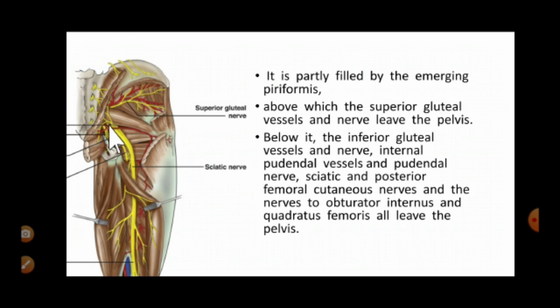To name those, we have the inferior gluteal nerves and vessels, then the internal pudendal vessels and the pudendal nerve, and the sciatic nerve, posterior cutaneous nerve of thigh, and nerve to obturator internus. We have the obturator internus muscle here, so a nerve to that will also come out of the pelvis inferior to the piriformis muscle, and the nerve to quadratus femoris will also be leaving the pelvis inferior to the piriformis muscle.